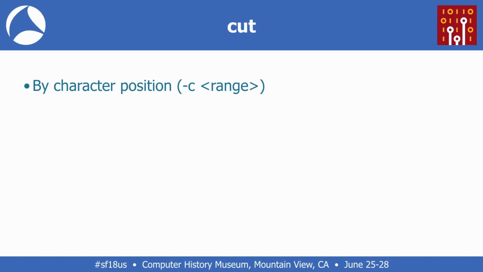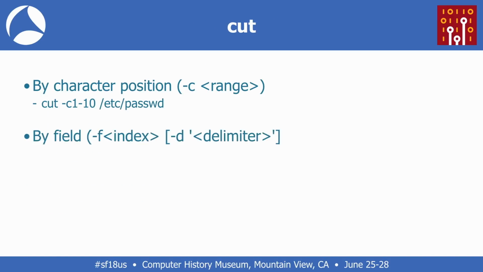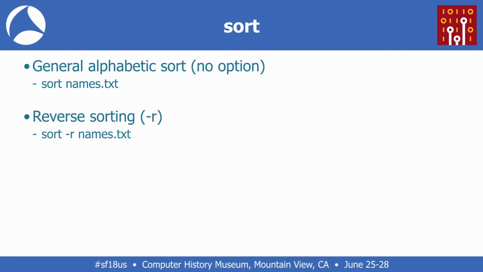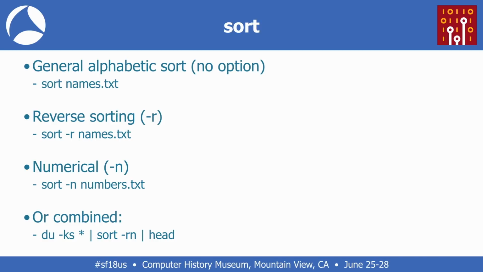Then you can cut things, either by position or by fields. You can sort the output, either normal or reversed, or numerical, which can be handy if you have numbers, of course. Or you combine it. So this command is my top 10 command, which I always have in an alias. Give me all the 10 biggest files or directories in this directory. Pretty handy. And we're going to use it a lot in the examples that we're going to see in a minute.